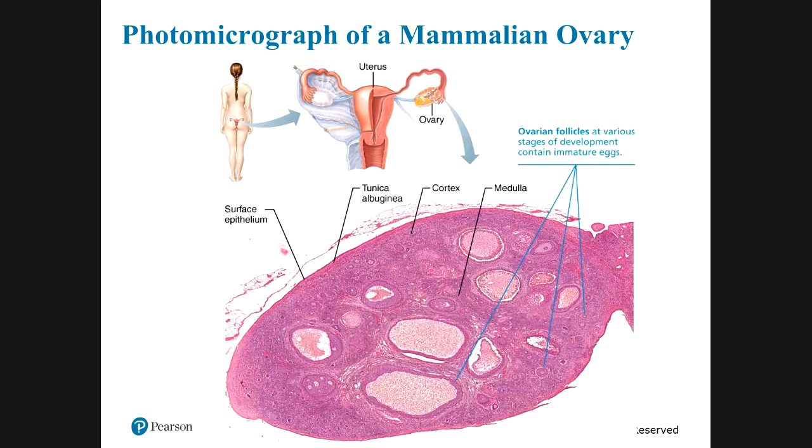Germinal epithelium is in continuity with the peritoneum. The ovaries have an outer cortex that houses forming gametes, and an inner medulla that contains large blood vessels and nerves, and ovarian follicles at different stages of development.